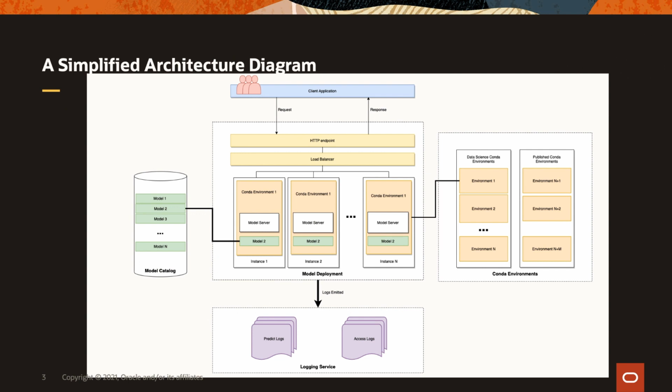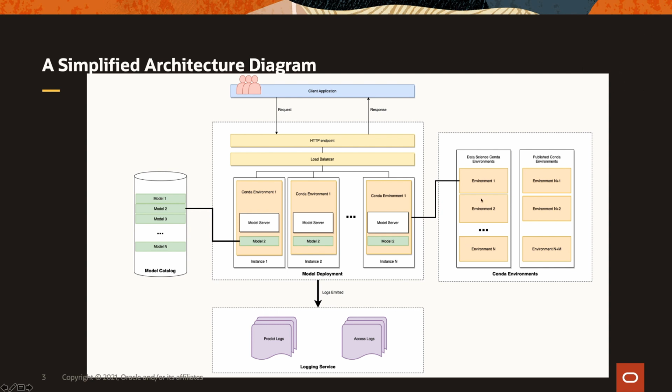Here's a simple architecture diagram that highlights the main components of model deployment. Let's take a look at the middle piece here. That's model deployment. So we spin up a model server in n number of VMs that you specify when you create a model deployment. For each server, we pull a copy of the model that you select from the model catalog. In addition, we pull a copy of the inference Conda environment that you want to use for your particular model. The inference Conda environment is specified when you save a model in the model catalog.